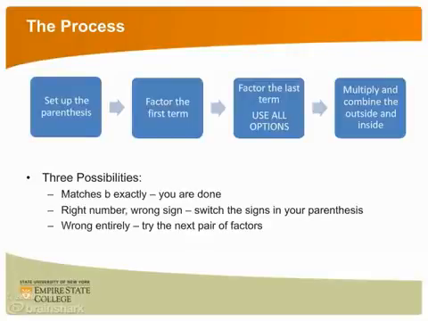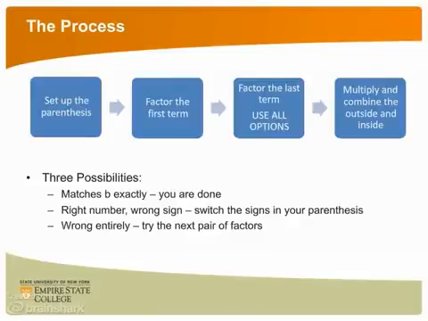First, we will set up our parentheses, just as we did in the more simple cases. A minus at the end still signifies a plus and a minus inside our parentheses. Next, we factor the leading term. We then factor the last term, but we have to include all options. This means that if you write the factors in one order, you must also include the opposite order. Then we do the O and I steps of the FOIL method, the outsides and insides, to try to match to the middle term. Doing so, we will have three options.